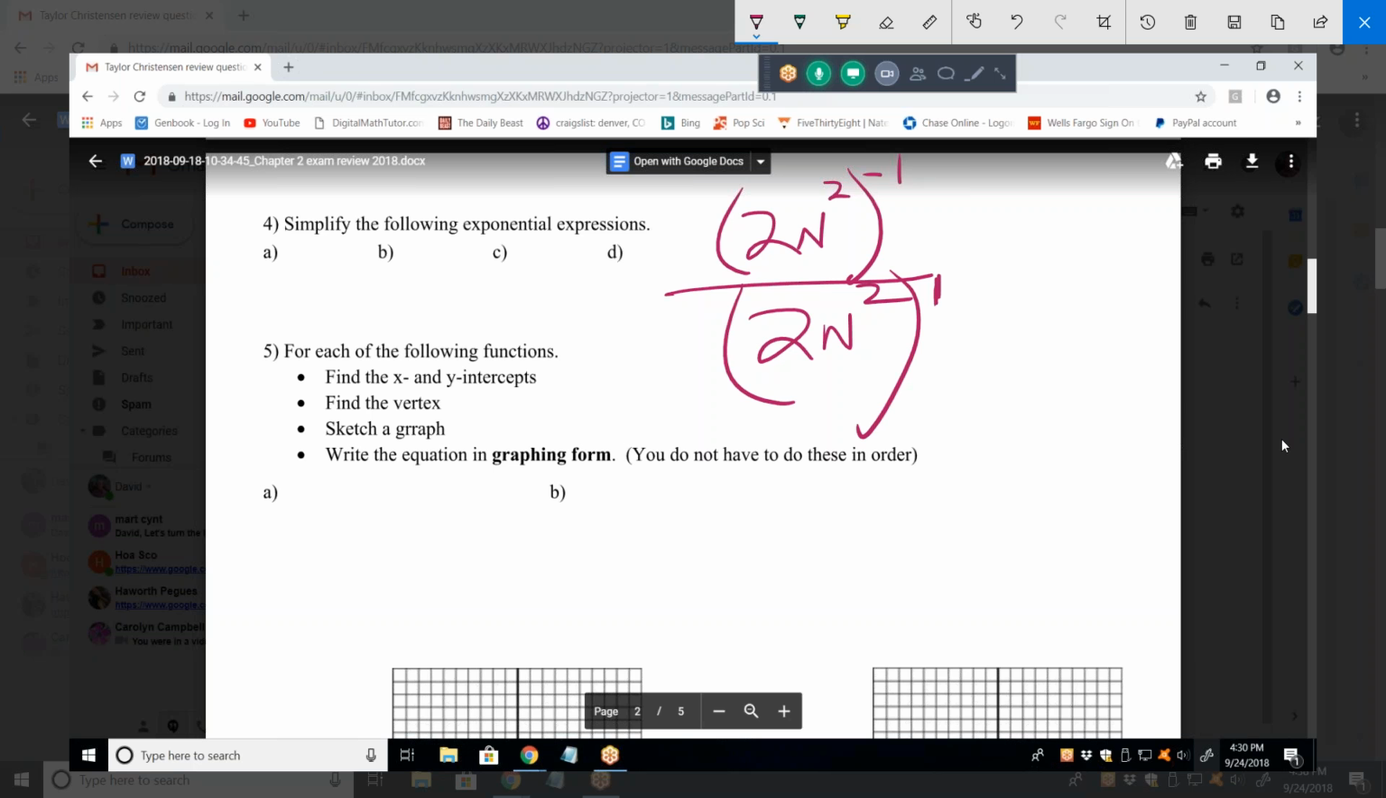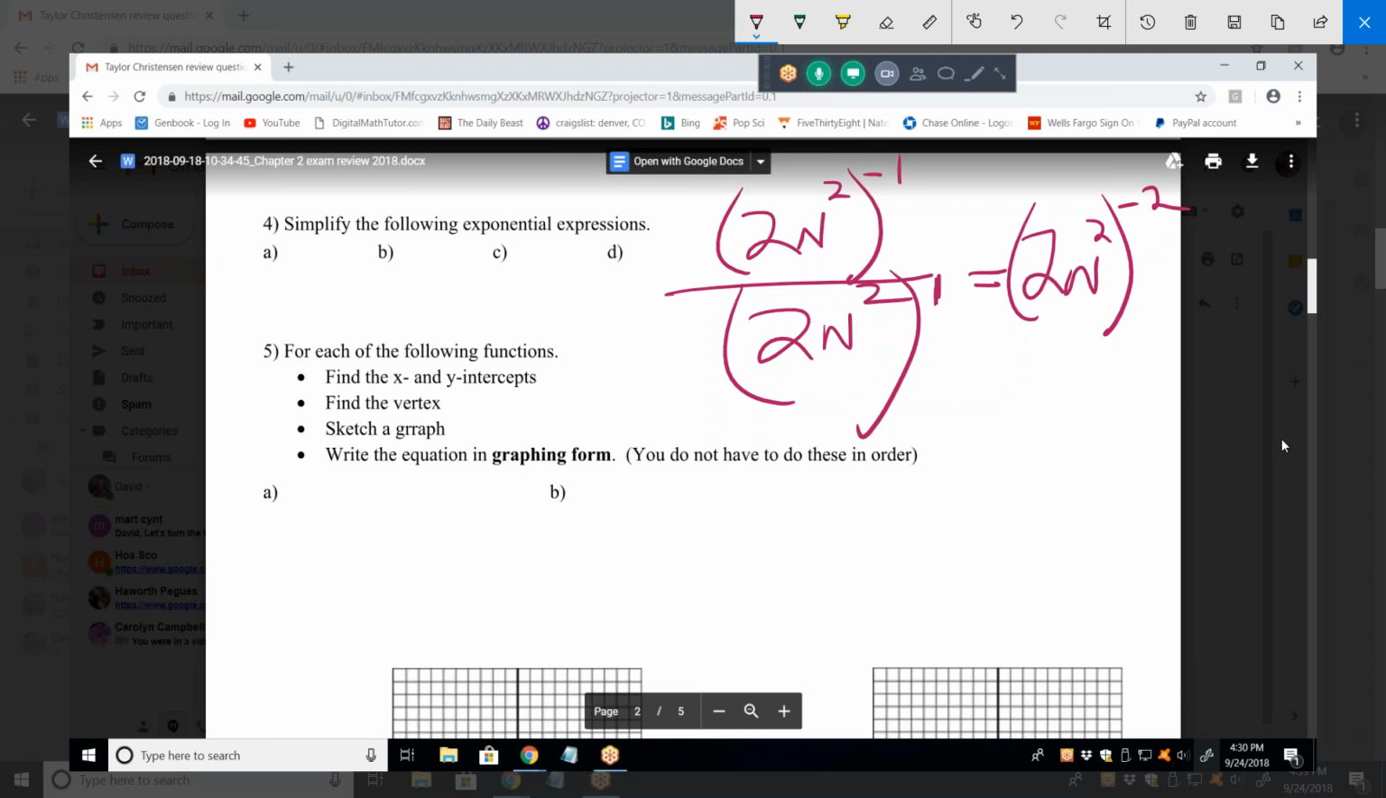So, if I had 2n squared to the -1 divided by 2n squared to the 1, which is what we have, what would you do with the exponents? You would subtract them. Okay, so what do you get? 0. Nope. -1 is not 0. I was going bottom from top. So -1 minus 1 is -2. So that's what I get.